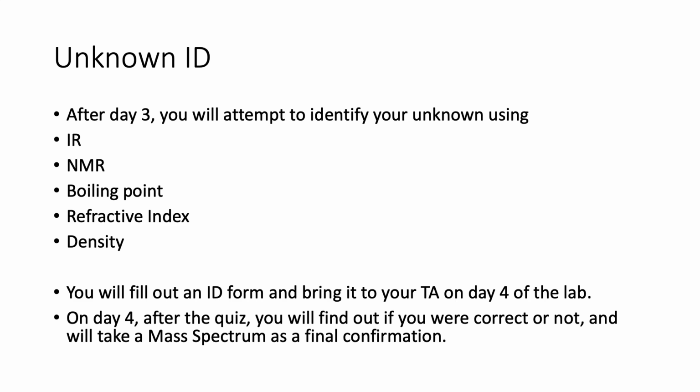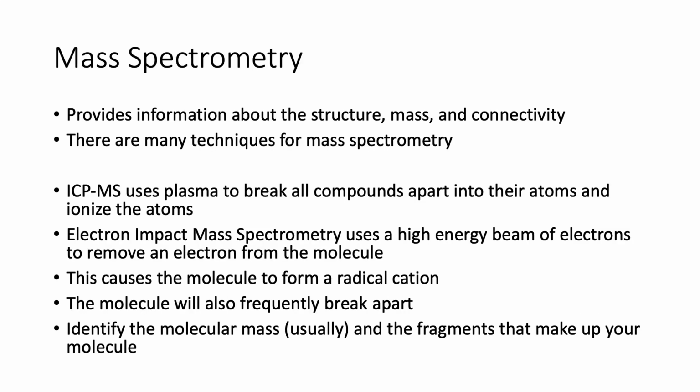You will fill out an identification form that your TAs will give you, and then you will bring it to your TA at the beginning of day 4 of the lab, and you will say, this is my ester. They will tell you if you are right or wrong, and you will find out that day, and then you will do one more technique for your final confirmation. So if you already know, then your mass spectrum should be super confirmation for you, and if you were a little bit off, then hopefully your mass spectrum will be that last piece that helps you to get your final identification.